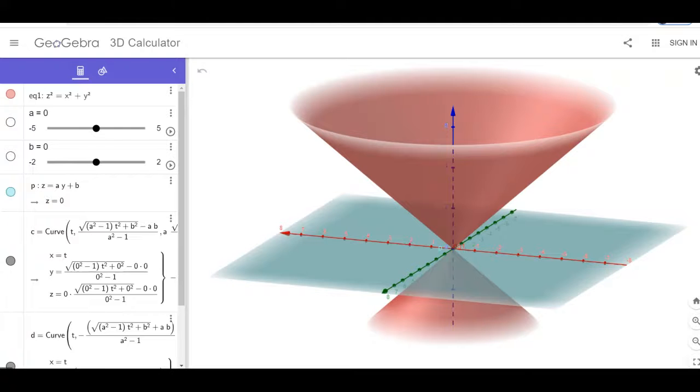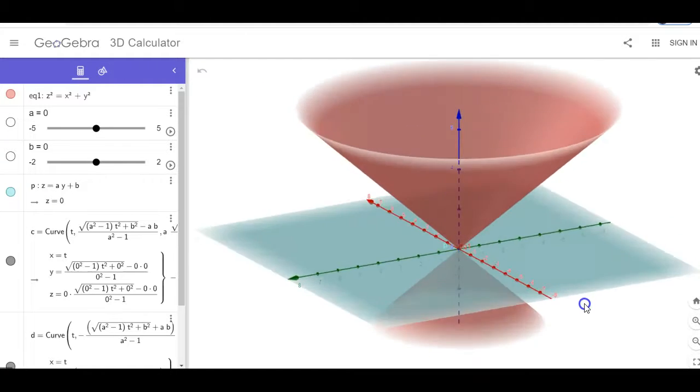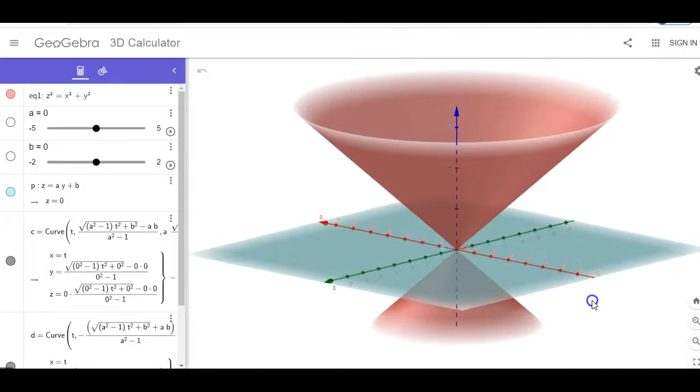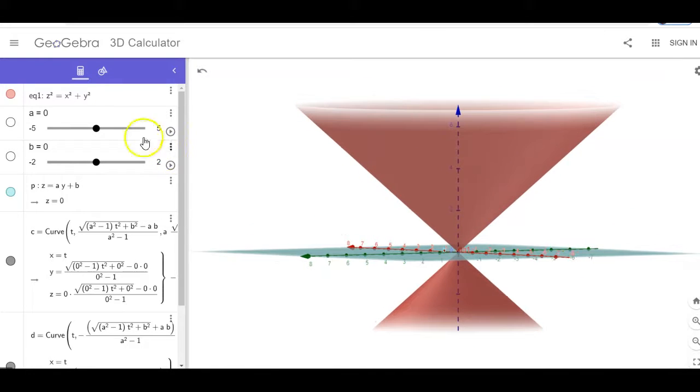So what are the conic sections? Well, this is a 3D rendering of a cone in 3 dimensions. And the definition of a cone in 3 dimensions is this equation up here, z squared equals x squared plus y squared. If I take that away, you can see it goes away.